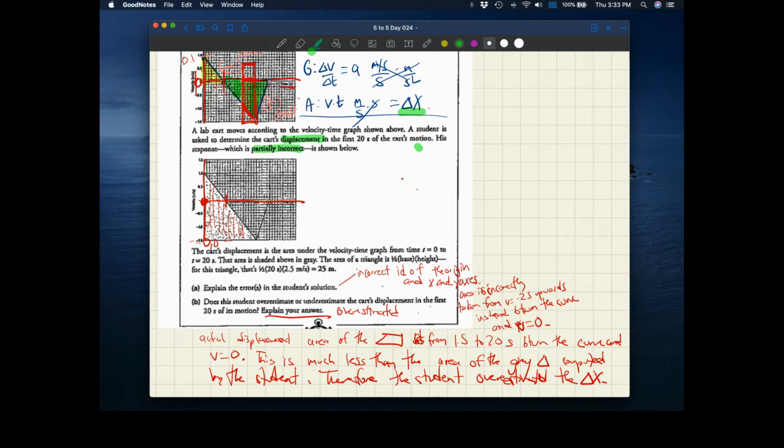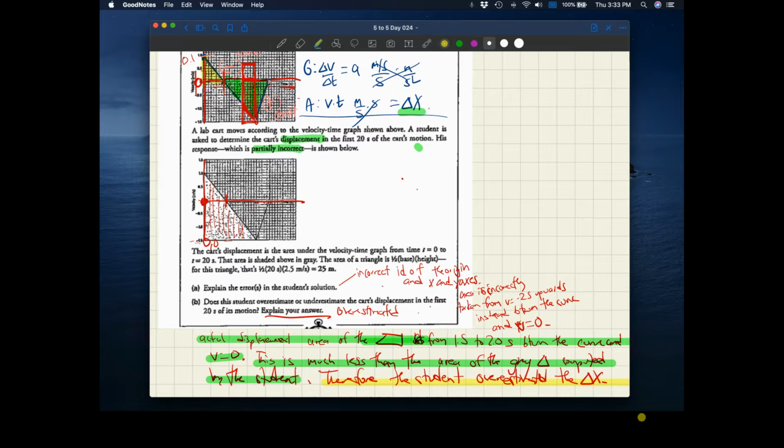All right, so we're starting out with a physics principle. The actual displacement is the area of this trapezoid. This is much less than the area of the triangle computed by the student. And then we have our conclusion. So we started with the physical principle and what it means for the correct answer, the physical principle as it relates to the student's answer, and therefore the conclusion.